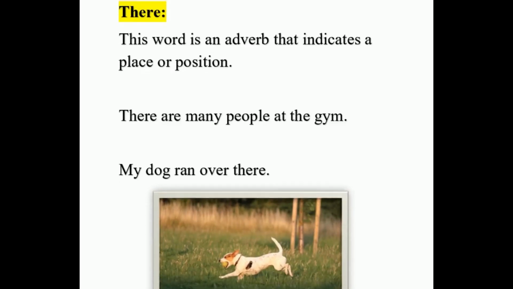The first there. This word is an adverb that indicates a place or position. So, there are many people at the gym. I'm looking through the window and I see people at the gym. There are many people at the gym.